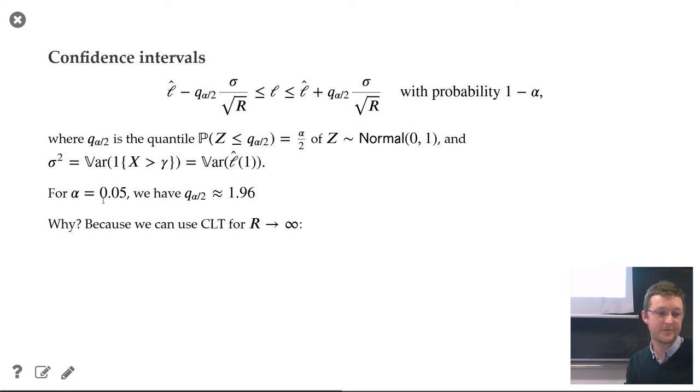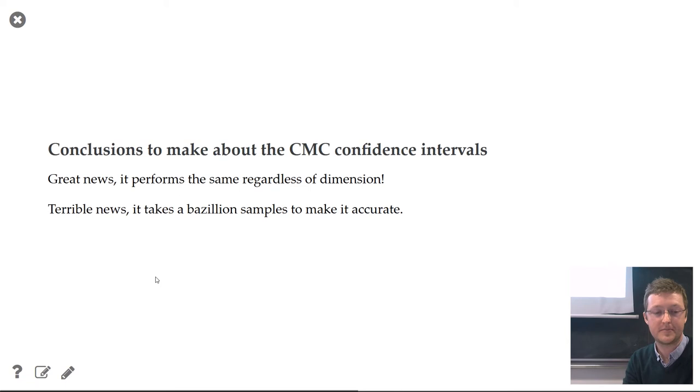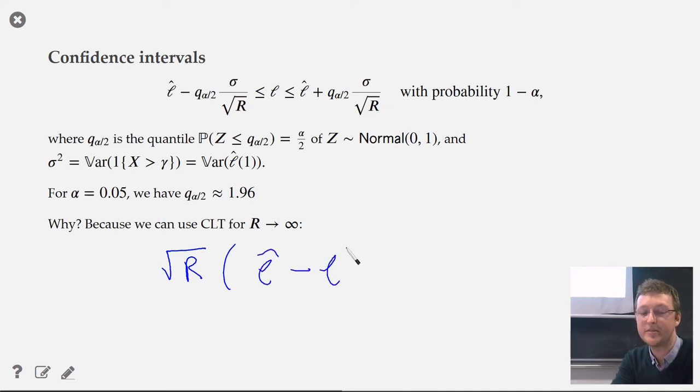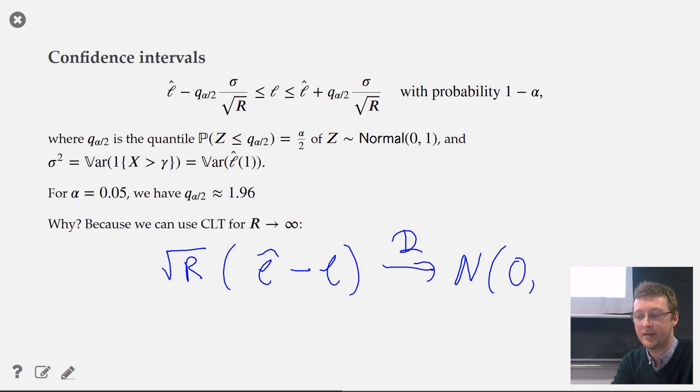So where does this come from? That's just a result. It's not a strong result. They're only approximate confidence intervals, and it's because if you look at a huge amount of replications, the central limit theorem kicks in. So your estimator, subtract away the mean, which is the true value, all scaled up by square root of R, that thing converges in distribution to a normal variable, mean zero, and variance sigma squared.